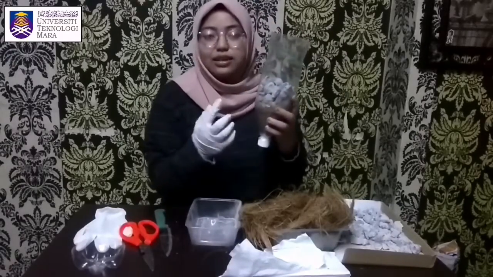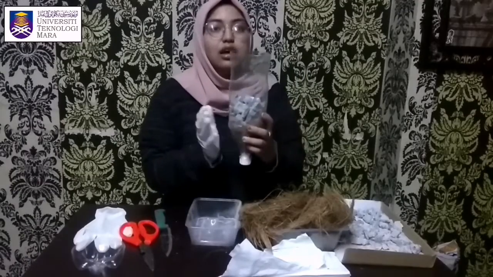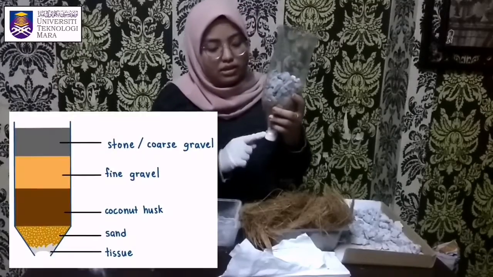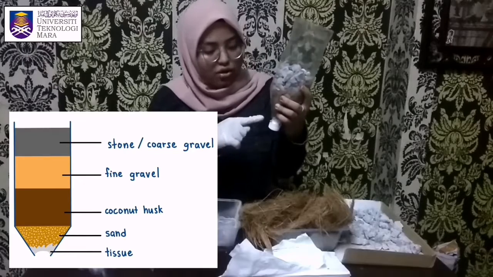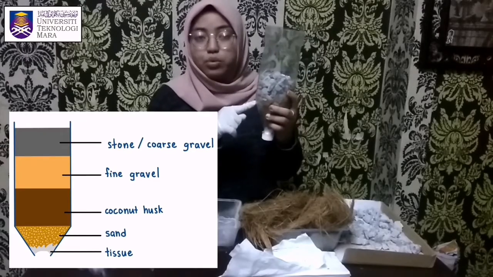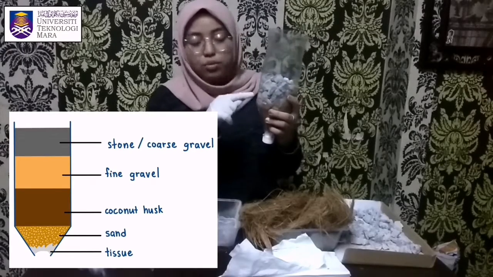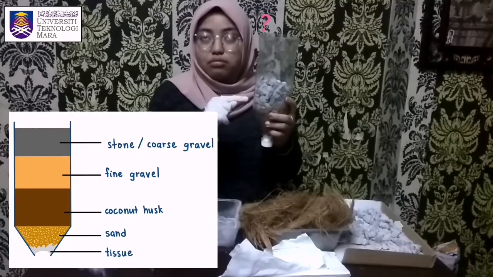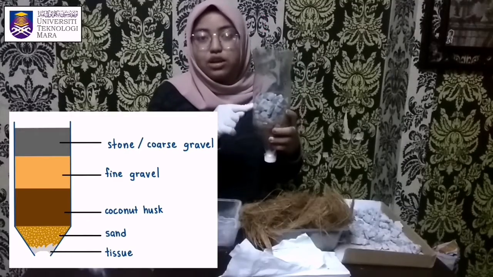And it's done. This is the layering for the purification system. First, we put tissue, and then we put sand, and then we put coconut husk, and then we put fine stone, and lastly we put gravel stone.